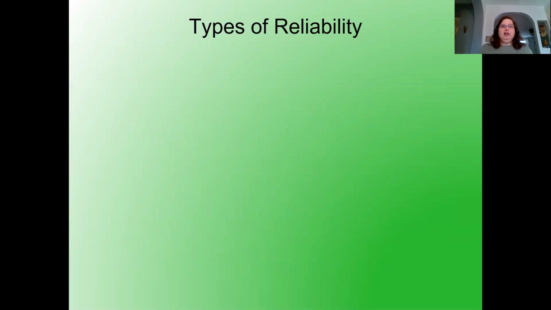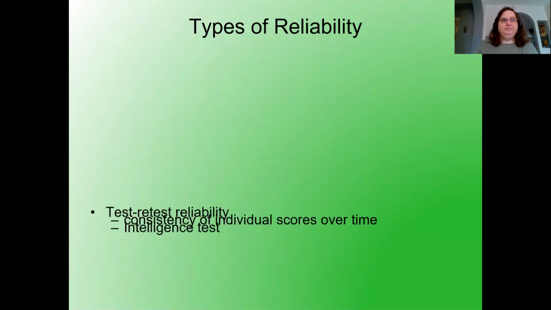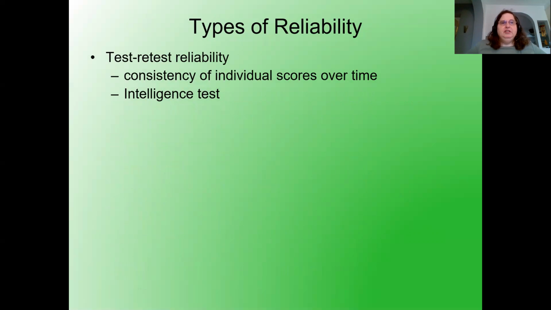So now let's talk a little bit about types of reliability, because there are many different ways to get at reliability. Some types are better than others depending on what you're measuring. Test-retest reliability is consistency of individual scores over time. You give someone a test, wait a month, and then give them the same test. If you have test-retest reliability, those scores should be very, very similar. An intelligence test is a relatively stable construct, so for most of us that stays pretty much the same, and that should work well.